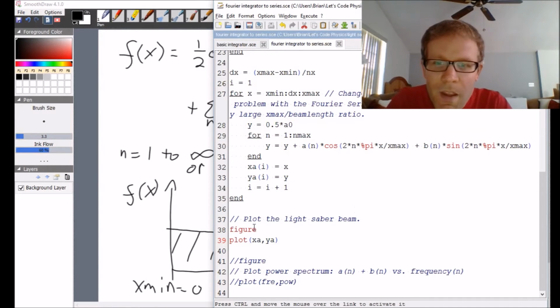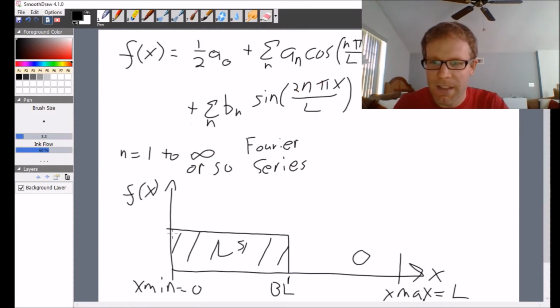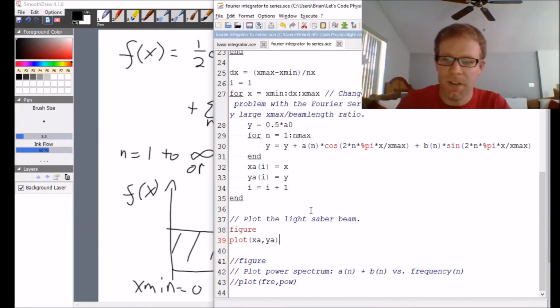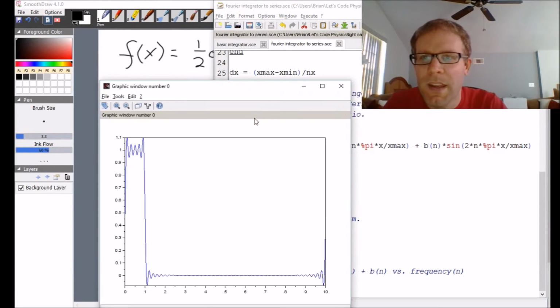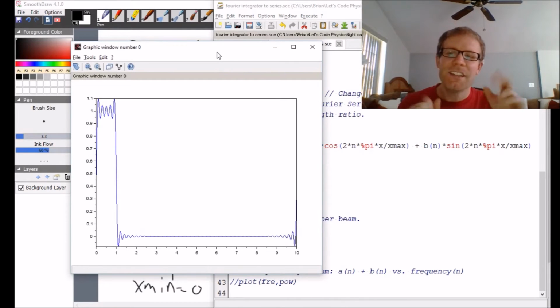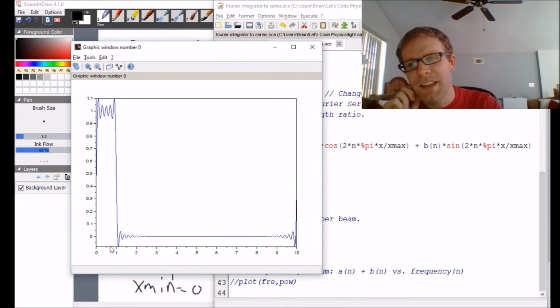Okay. So let's see here. So if this works, what we should get is something like this where it's flat and then goes to 0. So let's run the code, see what we get. Okay, and we get a decent approximation to it, right? So the beam length is 1. So here is your lightsaber.